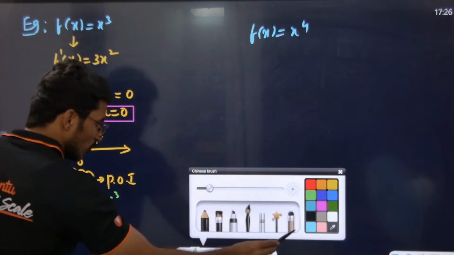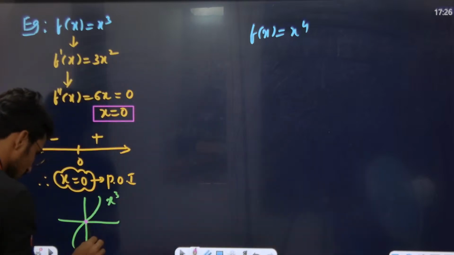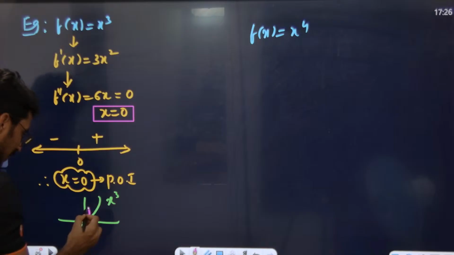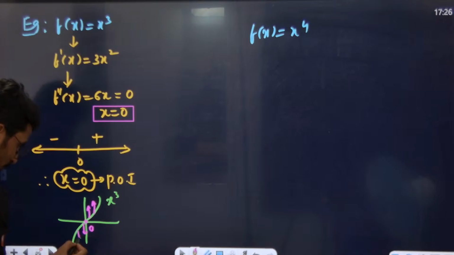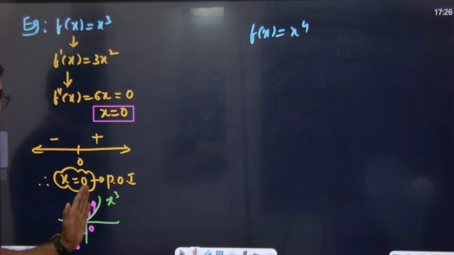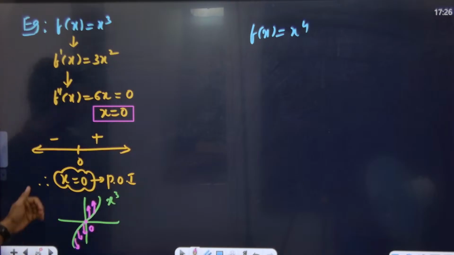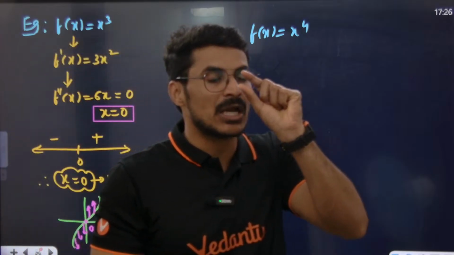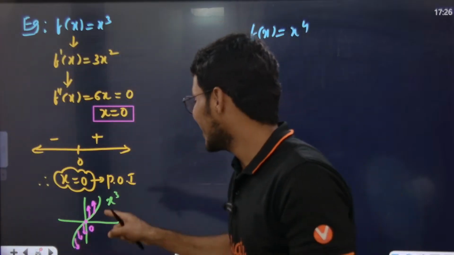Sir, x is equal to 0, and x is equal to 0. This is x is equal to 0, sir. Look at the right side of 0. On the right side of 0, the concavity is upward. Look at the left side of 0, the concavity is downward, opening towards down. Do you understand? Are you getting the point? On the right side of 0, the concavity is upward. On the left side of 0, the concavity is downward. So at what point does the concavity change? At x is equal to 0.